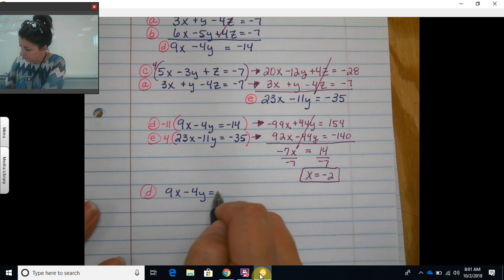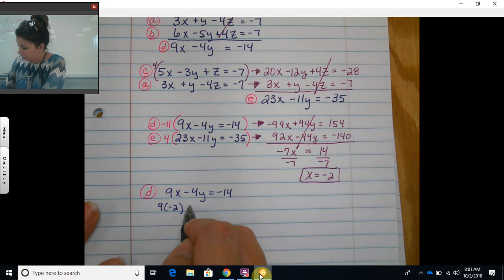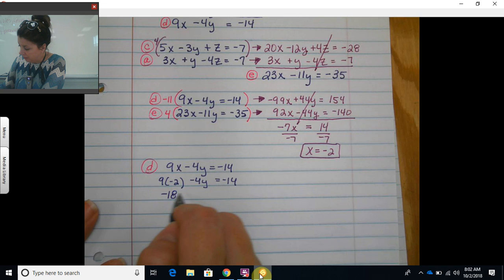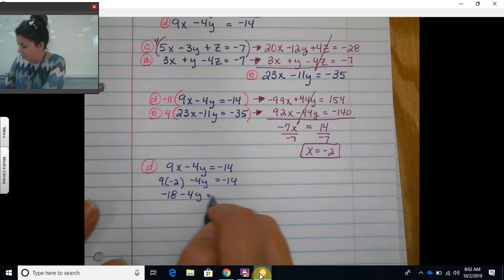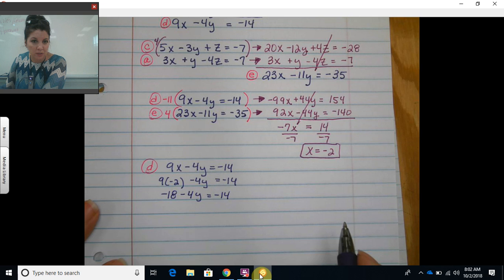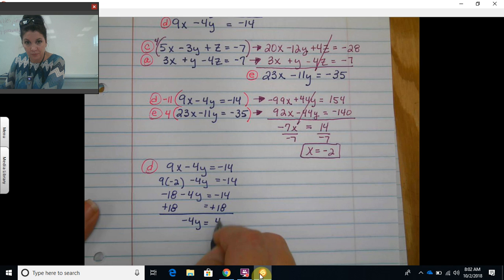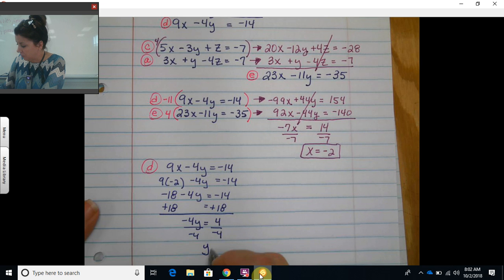I know x equals negative 2, so that would be 9 times negative 2 minus 4y equals negative 14. That gives me negative 18 minus 4y equals negative 14. So now our only variable is a y. I will solve for that. Add 18 to both sides. And I get negative 4y equals 4. Divide by negative 4, and y equals negative 1.